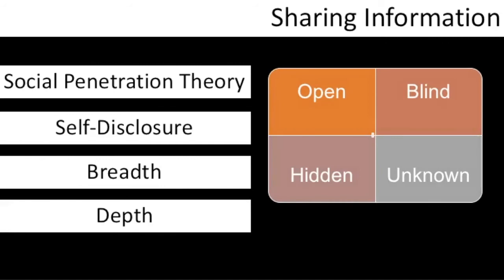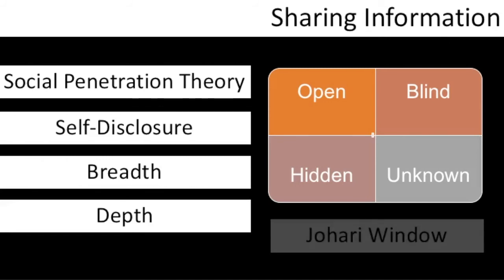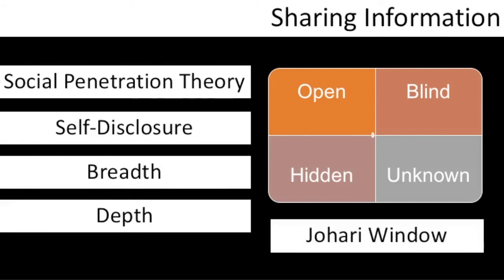One tool that you can use to analyze the extent of self disclosure within a given relationship is called the Johari window. This basically requires you to identify the information about yourself that you are willing and unwilling to share with others. We'll be using this tool in class.